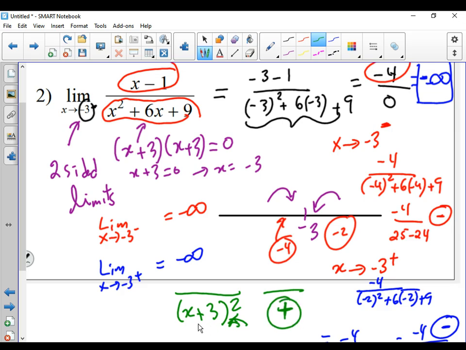Of course, you cannot plug in -3 because it gives you 0, but any other value will give you a positive answer. So the denominator was always positive, and the numerator, we found it to be -4. So -4 divided by a positive is always going to be negative. We didn't have to do all this work if you realize that x squared plus 6x plus 9 is a perfect square, and you know that definitely the answer will be -infinity.